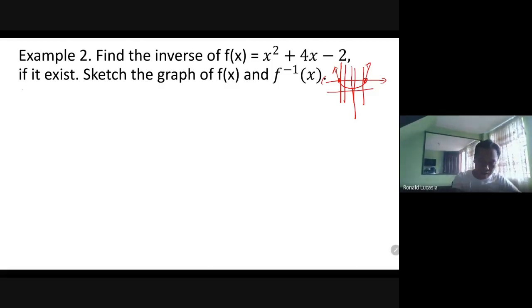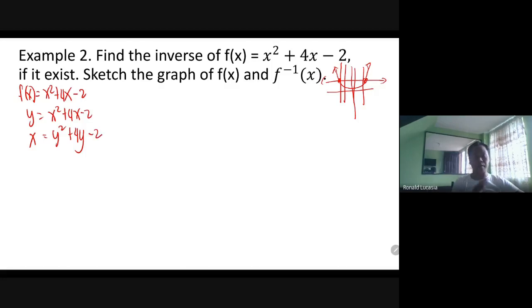How do we do it? Same process. That is x squared plus 4x minus 2, and then y here is x squared plus 4x minus 2. The next step is to interchange the position of x and y. That is, y becomes x. X squared will be y squared, 4x will be 4y, minus 2. And then solve for y in terms of x. So this will be x plus 2 equals y squared plus 4y, which is the same as y squared plus 4y is equal to x plus 2.